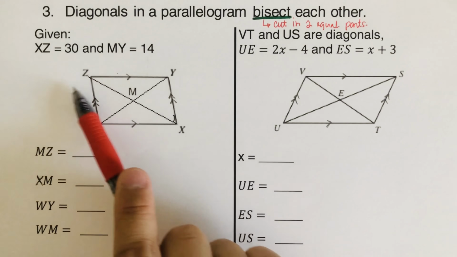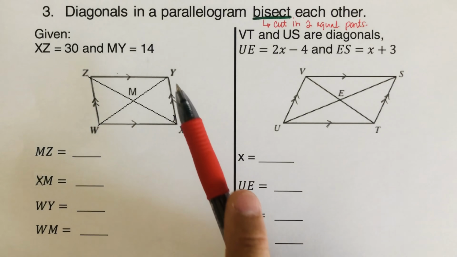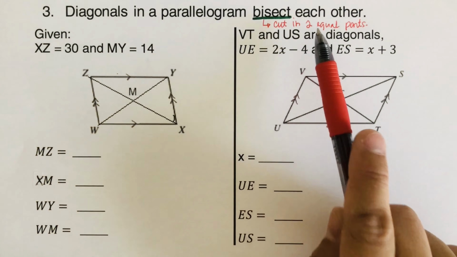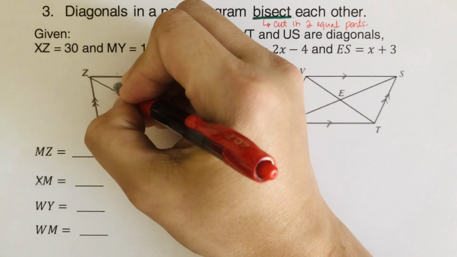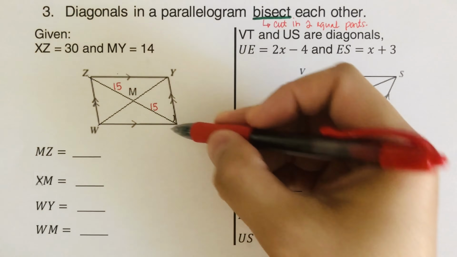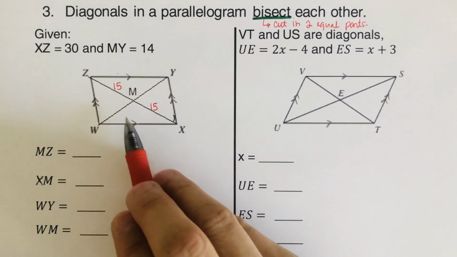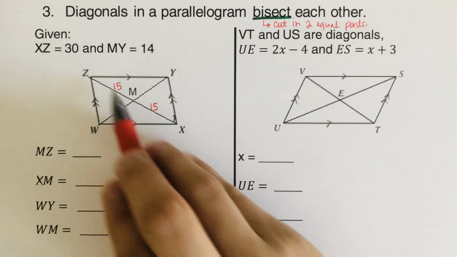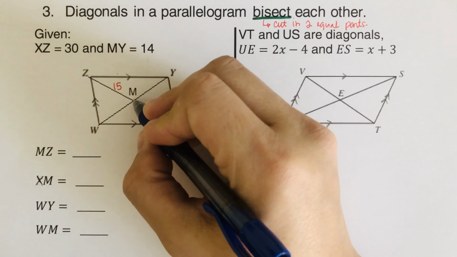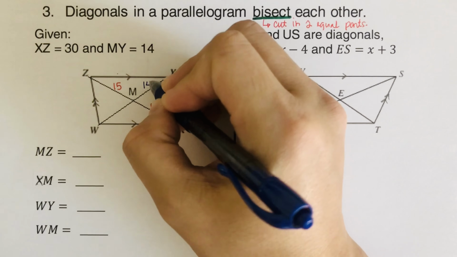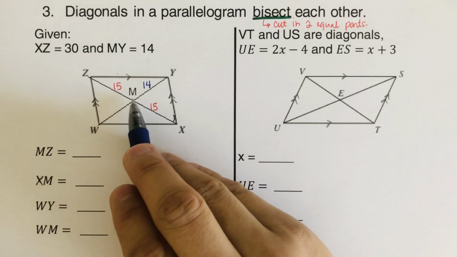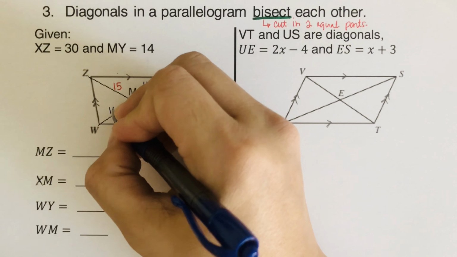So XZ is equal to 30. And this means that since 30 was cut in two equal parts, this one right here is 15 and this one is 15. So the total is 30. It was cut in two equal parts. It was cut in half. 15 and 15 would be 30. MY is 14. So from M going to Y is 14. So since this was cut in half, it means that MW would also be 14.